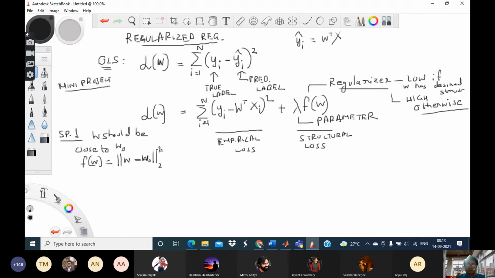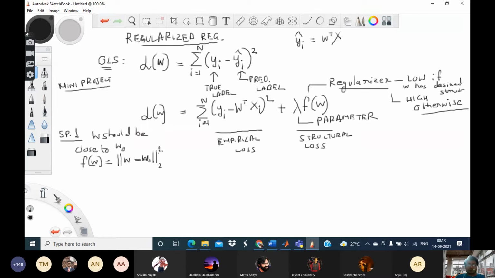But I keep this square for the simplicity of mathematical computations, because I will solve this problem by differentiating with respect to W and equating it to 0, solving an equation, etc. So carrying out or calculating those derivatives will become much simpler if we have the square rather than if we don't have the square. So for that mathematical convenience, I put the square here.